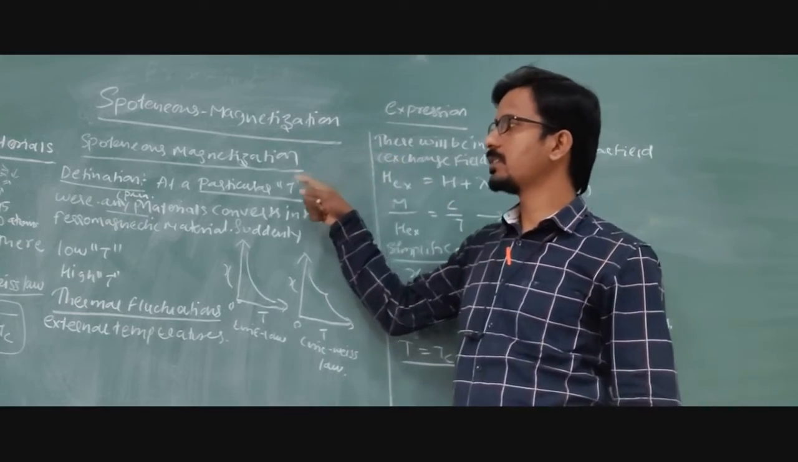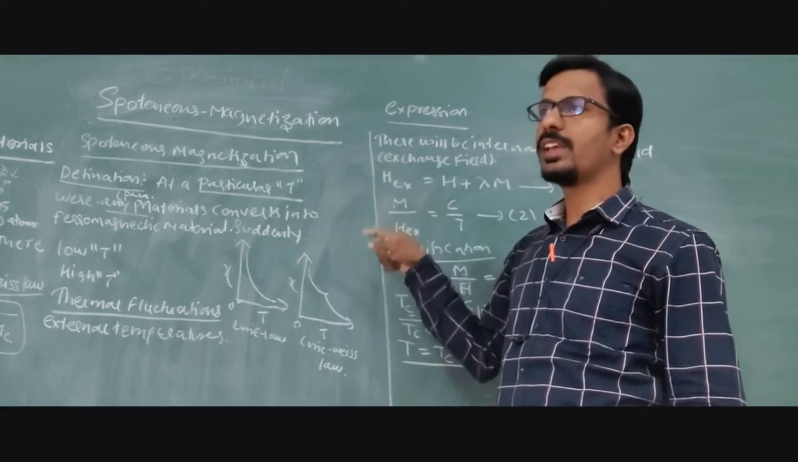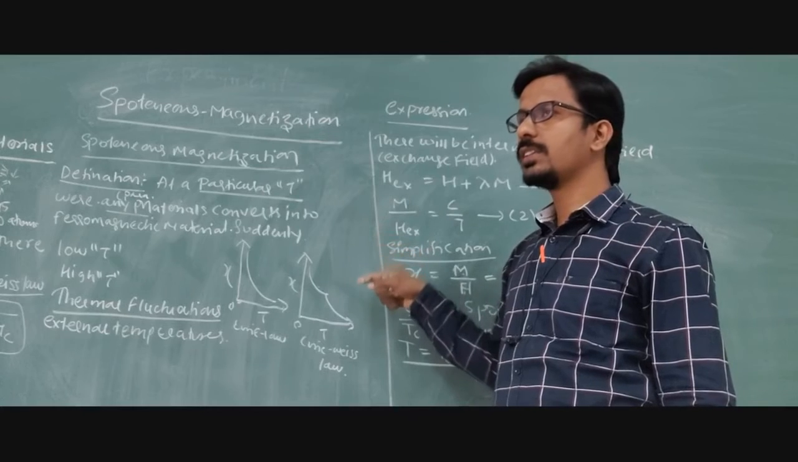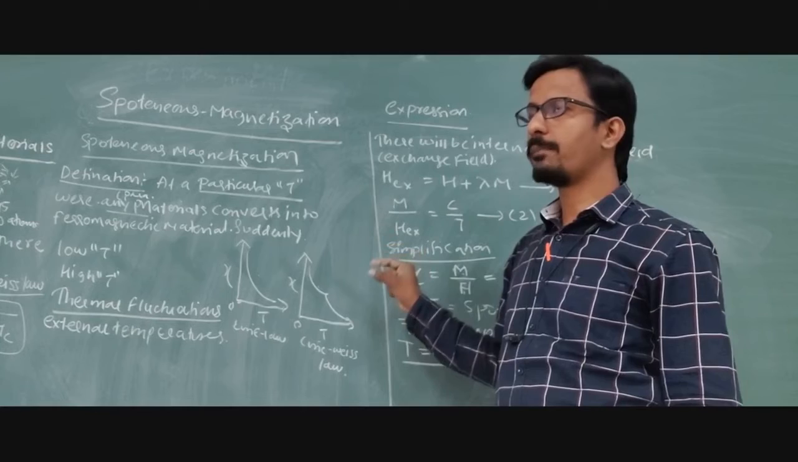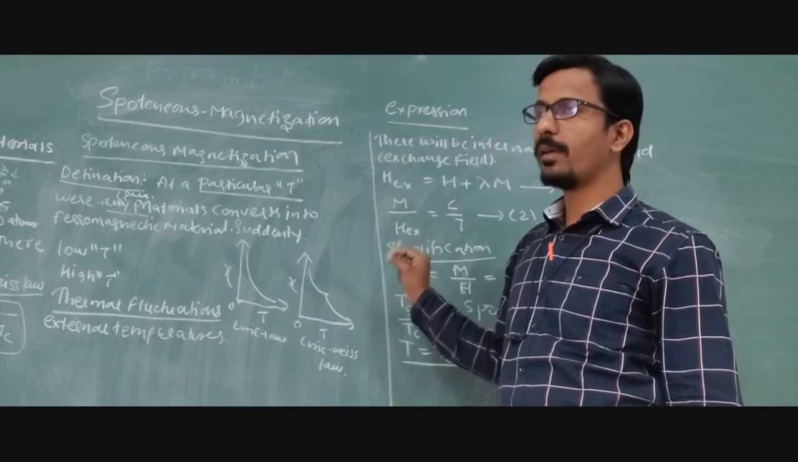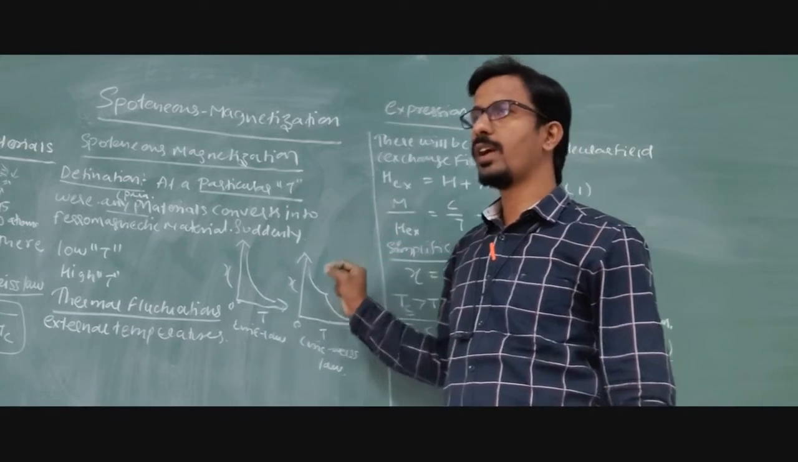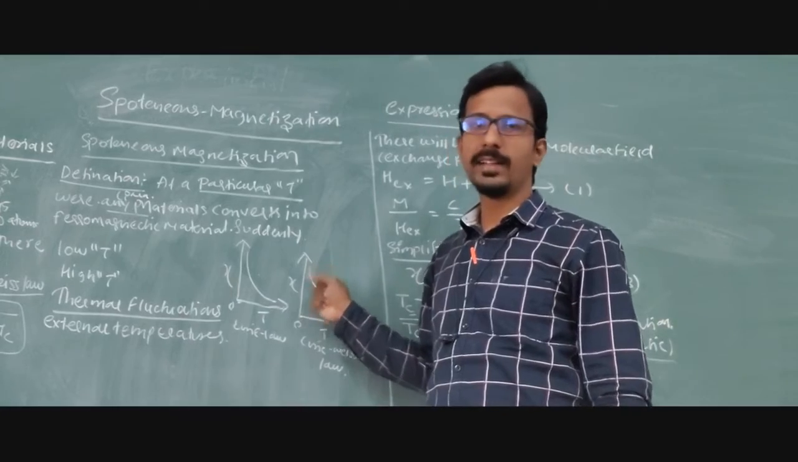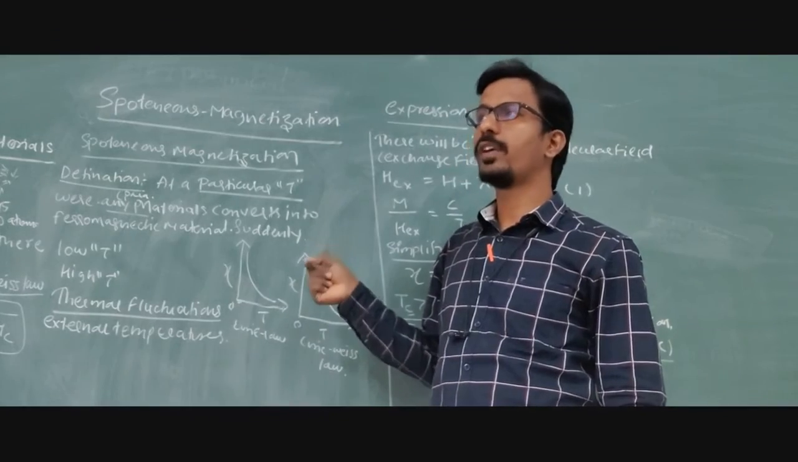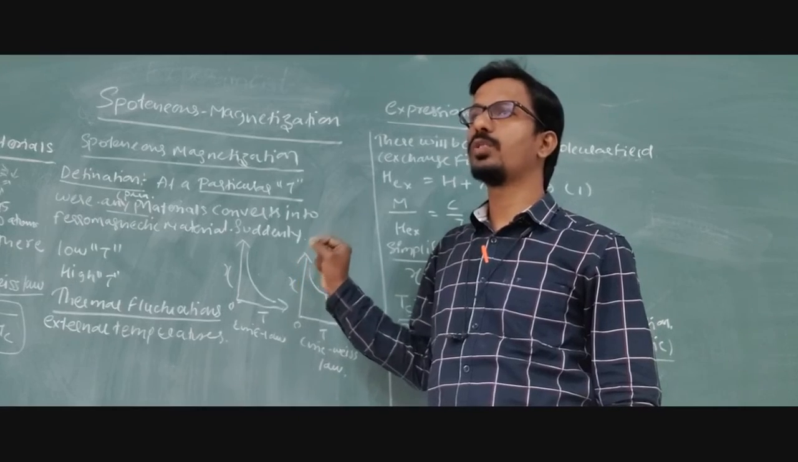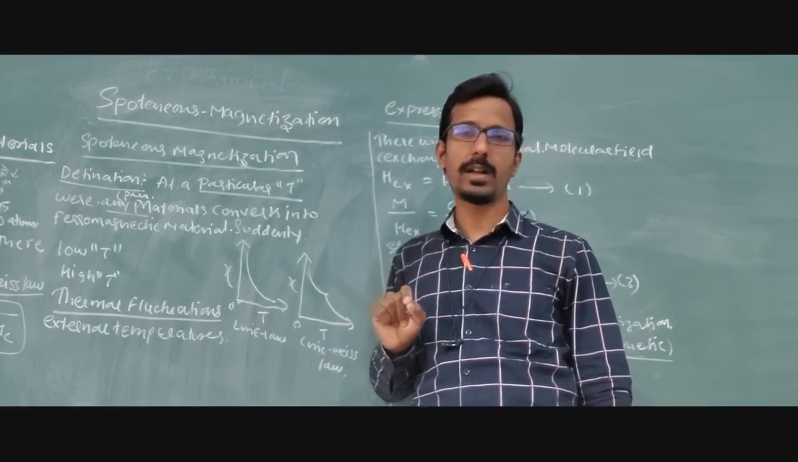Spontaneous magnetization is what? There is a sudden change when you cross a particular temperature, from below to above. That is called the Curie temperature, where a constant value will be there. That is called ferromagnetic. If you apply more heat to that material, the ferromagnetic material can be converted into a paramagnetic material.